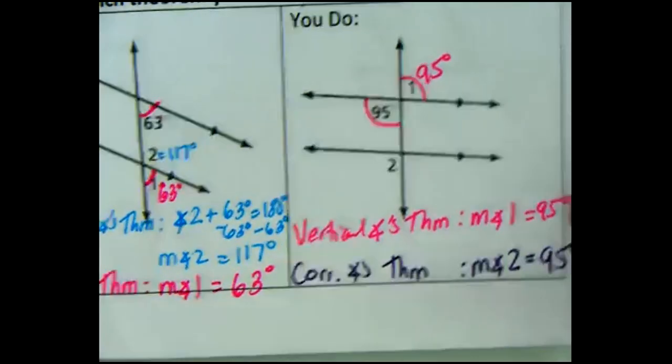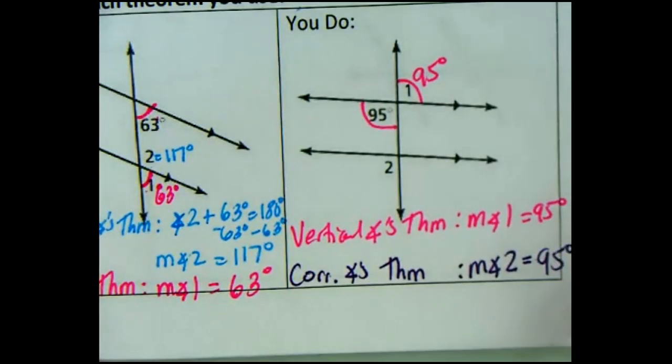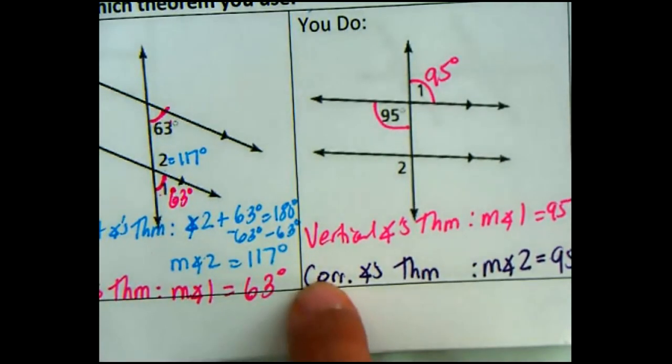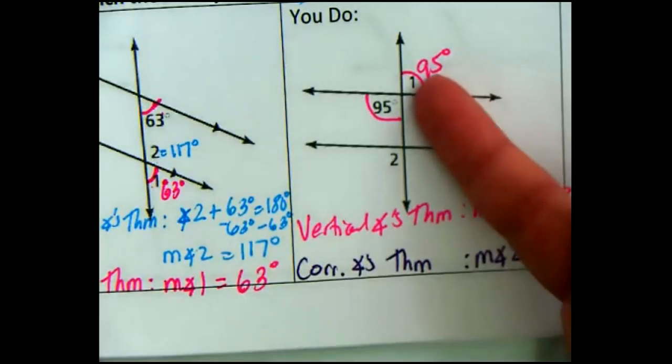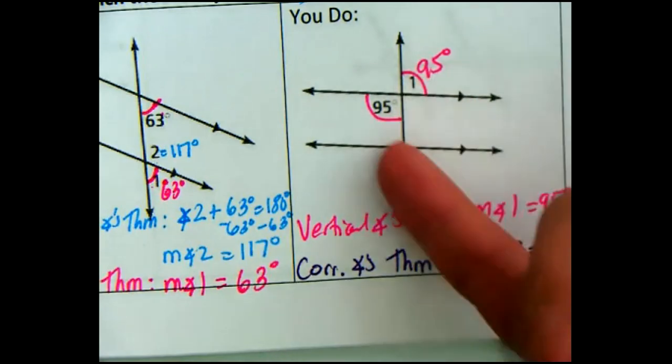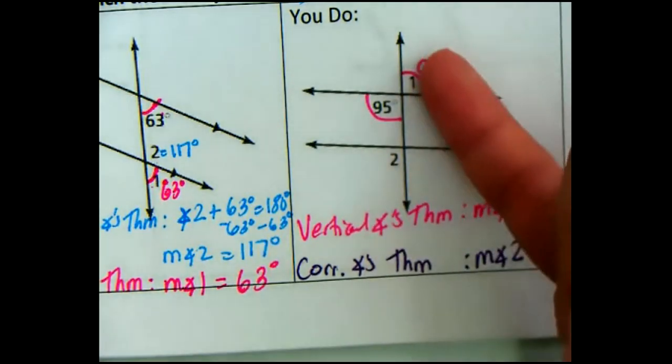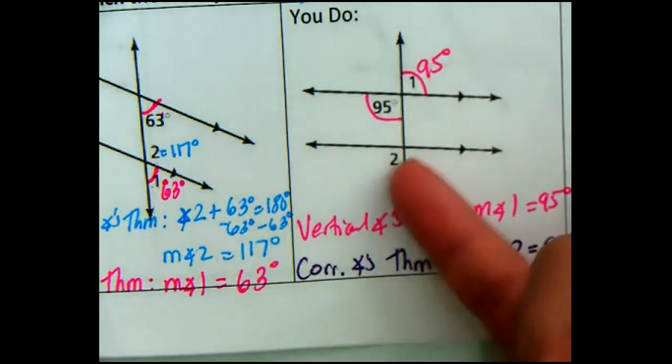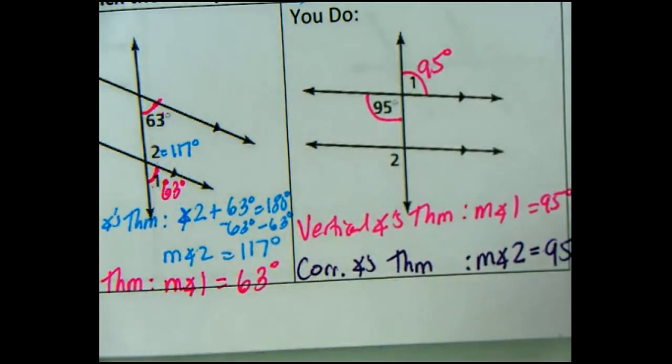Okay, so we should have gotten that both of these were 95 degrees, okay? You could have also said what? If you looked for an angle pair between angle 1 and angle 2, what's the angle pair between angle 1 and angle 2? Any takers? What's the angle pair between angle 1 and angle 2?